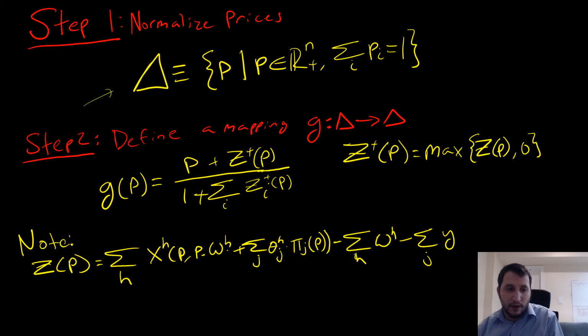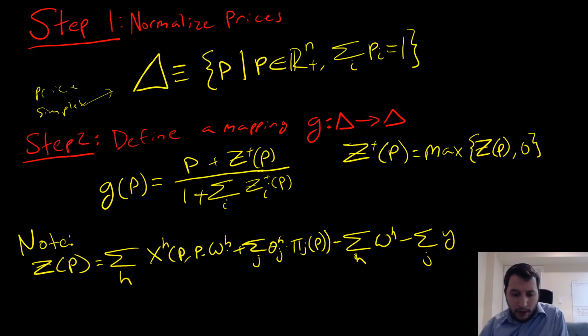Step number 1 is that we're going to normalize our space of prices. This is going to be known as our price simplex, where it's our vector of prices such that our prices are in our n-dimensional positive real number space, and the sum of all these prices sums up to 1. Step number 2 is that we're going to define a mapping G, which maps our price simplex to itself. From there, we're going to take G of P and write it as follows.